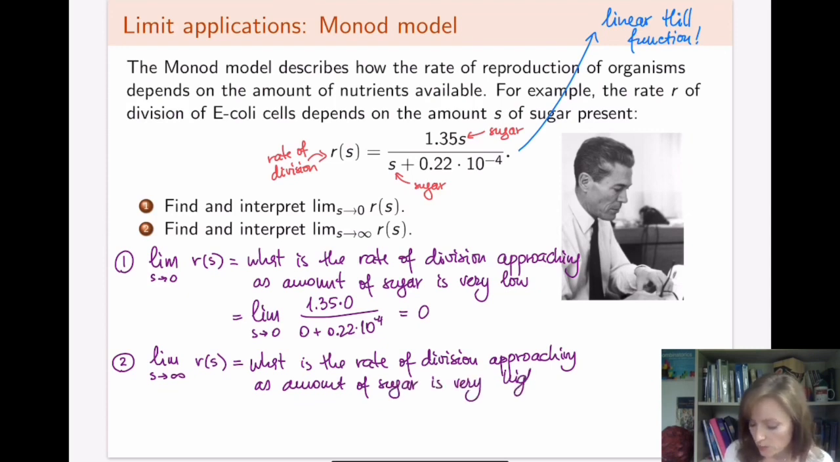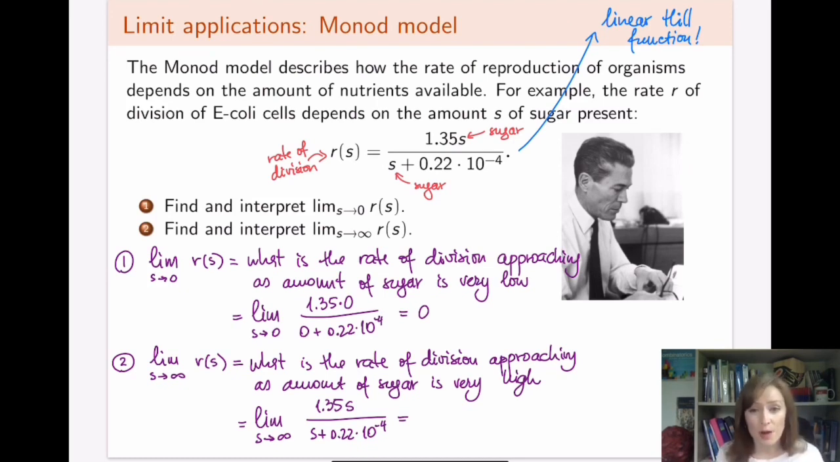And again, because this is a linear Hill function, we already know what to expect in terms of an answer, but let's just be careful about plugging it in. So as s goes to infinity, let's look at our original function first. Oh, you know what? I'm just going to rewrite this. So this is 1.35s over s plus 0.22 times 10 to the minus 4. Applying our dominating power analysis, once again, says that for large values of s, large powers will dominate.